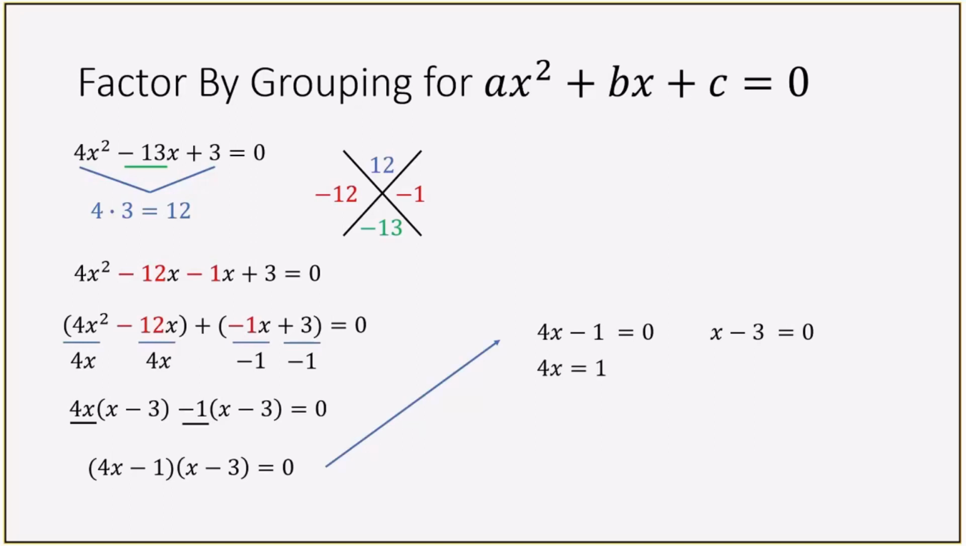I add 1 to both sides. I get 4x is equal to 1. Divide 4 from both sides. I get x is equal to 1/4. And then the next equation is a one-step problem. I just add 3 to both sides and I get x equals 3.